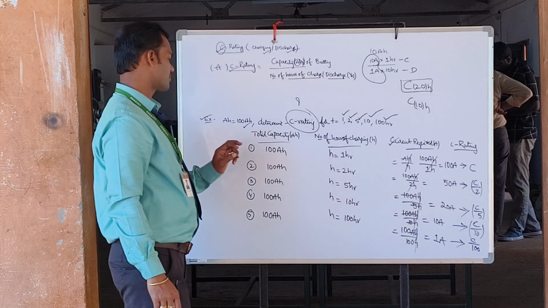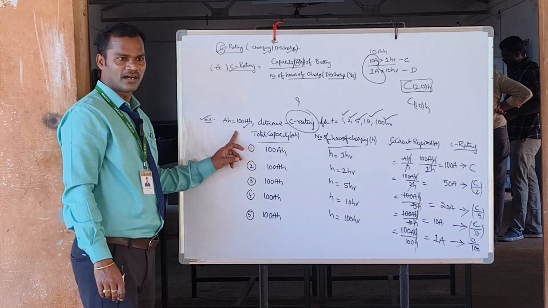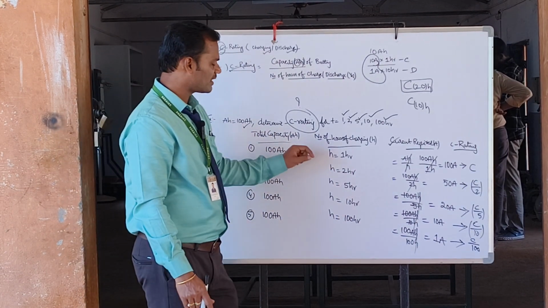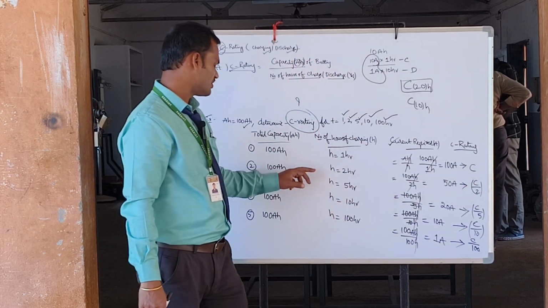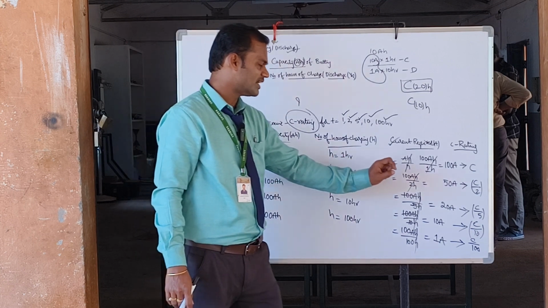Okay, let's try to see the problem. What is the capacity of the battery? 100 Ah battery. For a 100 Ah battery for a time of 1 hour, what is the rating of the battery? C rated. So if it is discharged for 2 hours, what is the C rating of a battery?